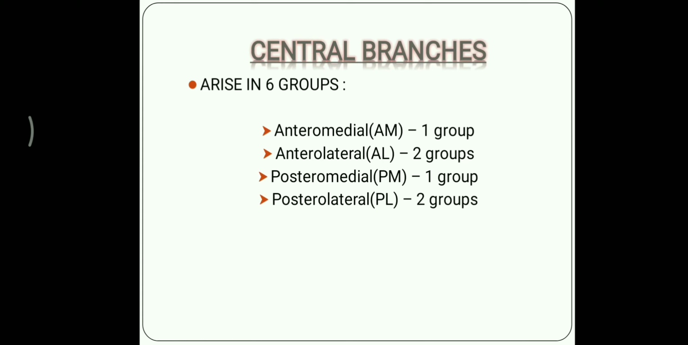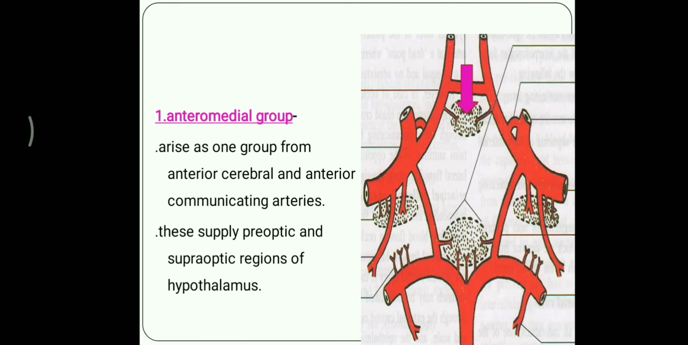Let's discuss a little more about these groups. The first group, the Anteromedial Group, is pointed out by a pink arrow in this diagram. These arteries are given off by the anterior cerebral artery and anterior communicating artery. These supply the preoptic and supraoptic regions of the hypothalamus.